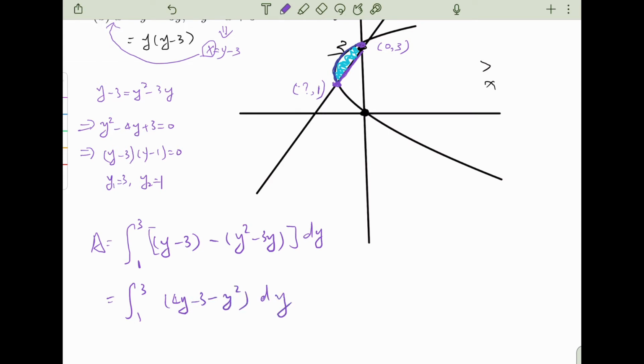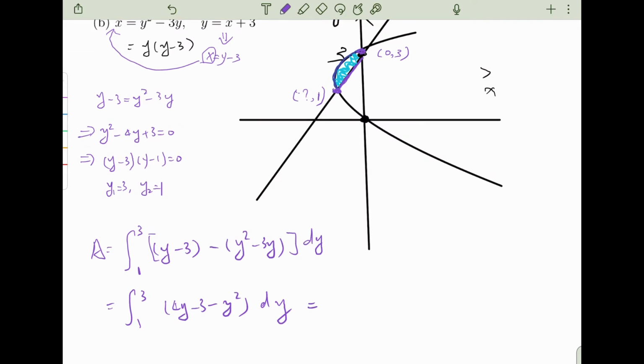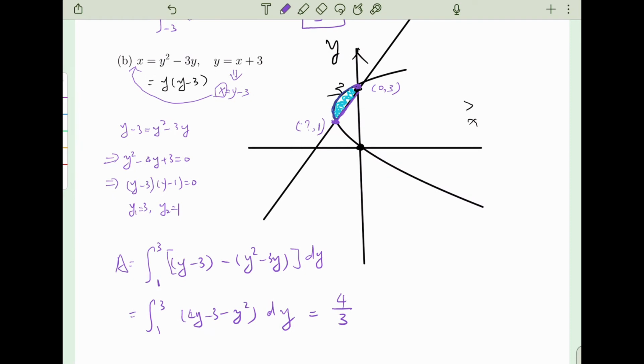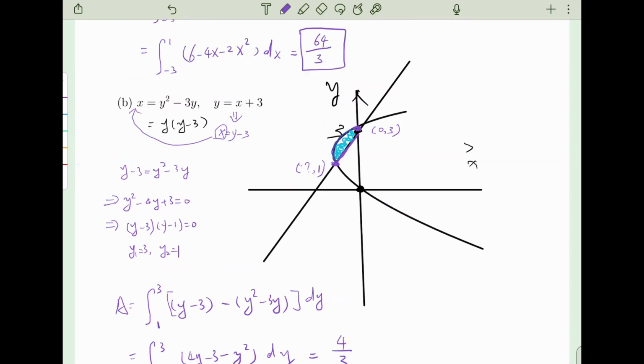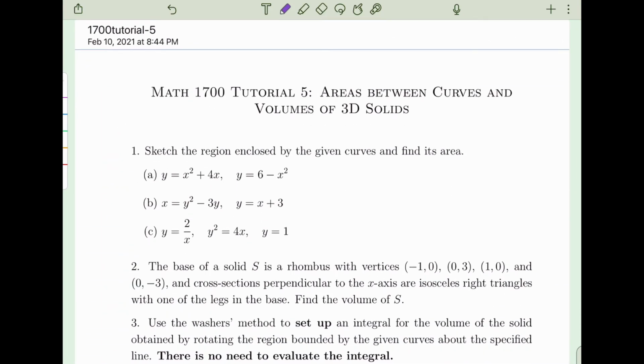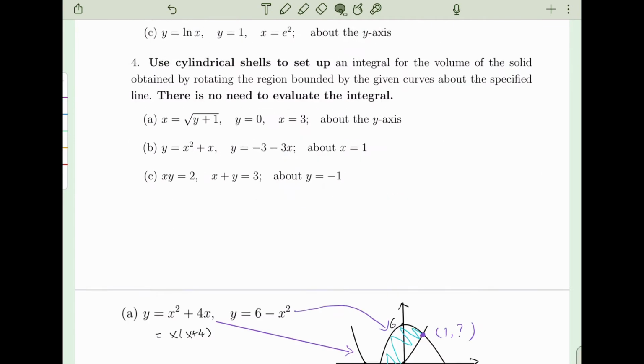Now skip the computation, the final answer is 4 over 3. You can see that the difficult stuff lies in drawing the graph and figuring out in terms of which variable we should do the integral. So that is problem B. Now take a look at question C here.